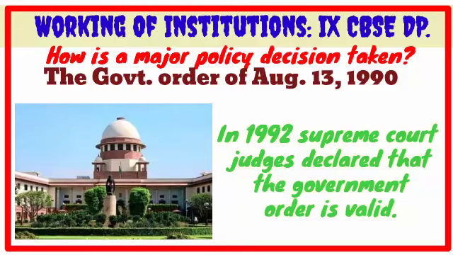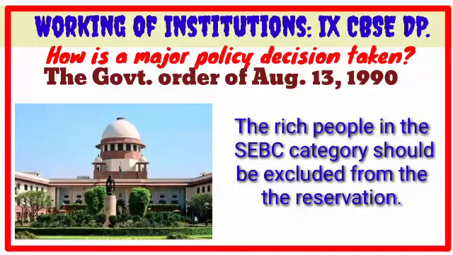At the same time, the Supreme Court asked the government to modify a rule in this order. According to that, the well-to-do persons, the rich persons who belong to backward classes, should be excluded from getting the benefit of reservation. That was an important suggestion made by the Supreme Court to implement the Mandal Commission report. So it said that the rich persons among the SEBC community should be removed from the benefit of reservation.